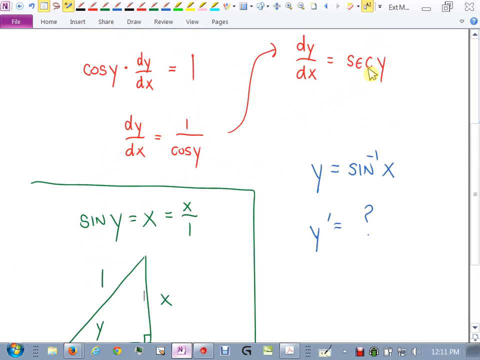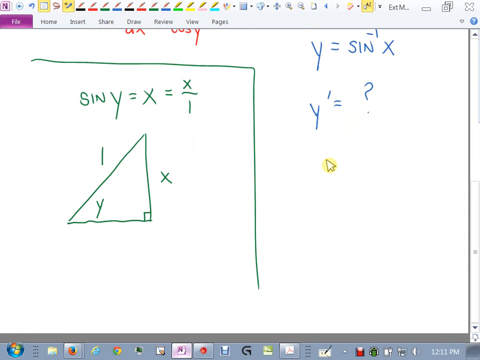I'm trying to figure out what secant of y is. Well, secant of y is the reciprocal of cosine of y. What is cosine of y, according to this picture? What's cosine? Adjacent over hypotenuse? So secant would be hypotenuse over adjacent. But I don't know what this side is.